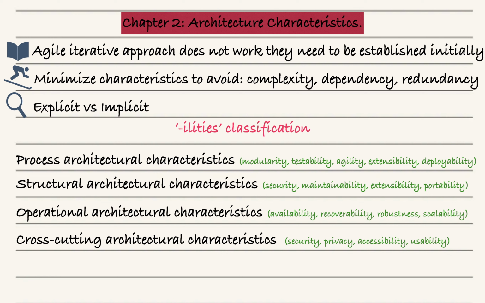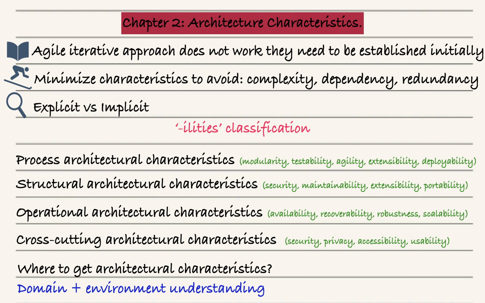Cross-cutting architectural characteristics. These are mixed characteristics affecting various parts of the system. Security, again, a crucial characteristic that cuts across many areas. Privacy, protecting user data. Accessibility, ensuring the system can be used by people with disabilities. Usability, making the system easy to use.